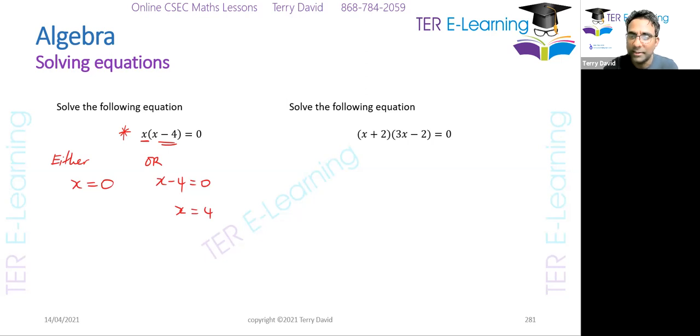If we have, this is another one here, (x + 2) multiplied by (3x - 2), each one of the brackets we need to put equal to 0. So either x plus 2 is equal to 0, therefore x is equal to minus 2. That's one solution. Or we can say 3x minus 2 is equal to 0. So 3x is equal to 2, and therefore x is equal to 2/3. So this is how we solve questions that look like these.